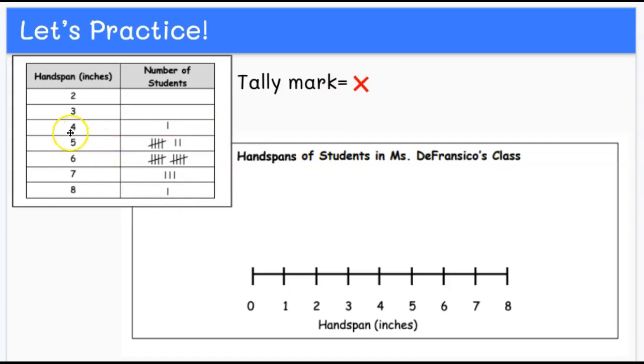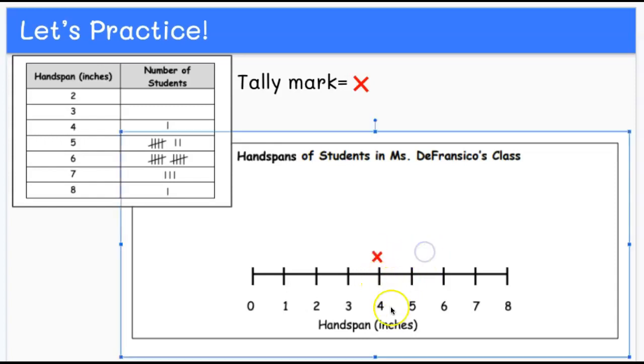So I'm going to start with 4. So I see here's 4 for my hand span of 4 inches. I see that there's only 1 student. So I'm going to go ahead and put 1 X right here. I'm going to make them a little smaller. So I've got my 1 X to show 1 student had a hand span of 4 inches. I don't have any students for 3 or 2, so I'm not going to put any X's there. We don't have to write 0, we just leave it blank. I'm going to go on.